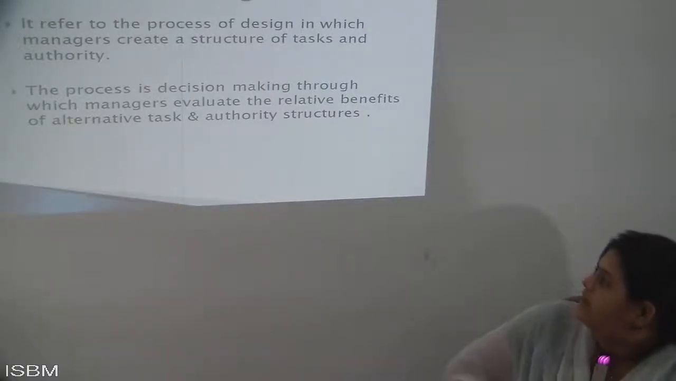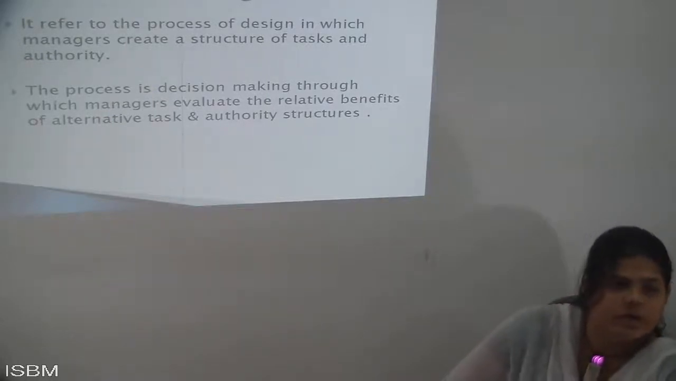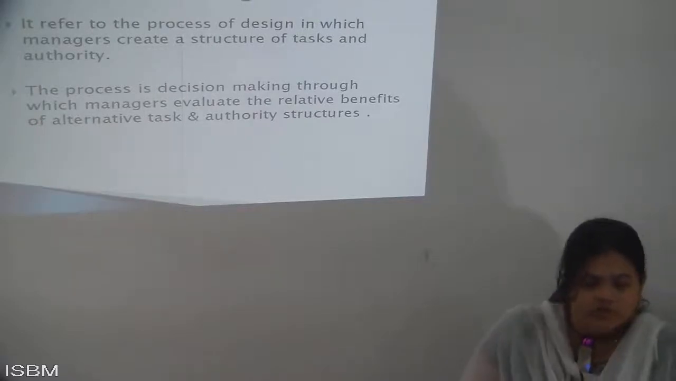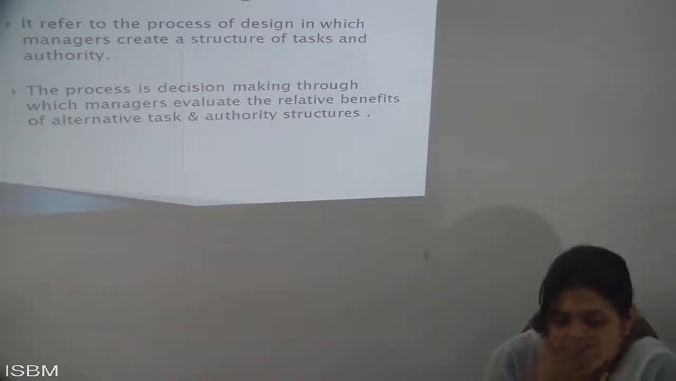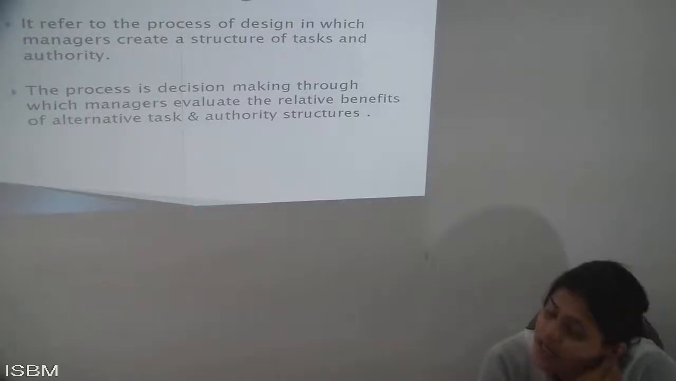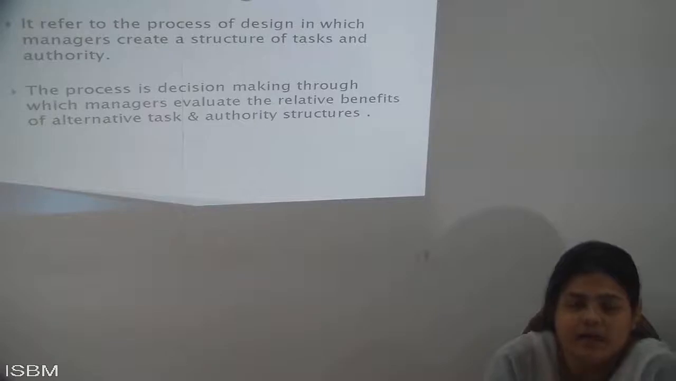Next it is one type of decision making through which managers evaluate the relevant benefits of an alternative task and authority structure. Now here, it's one type of decision making process. Decision making in the sense that the task whatever has been allotted to you, you need to complete for a certain period of time. And you need to evaluate each and everything. You need to evaluate the relevant benefits, whatever the good terms you get, you need to move on with that.